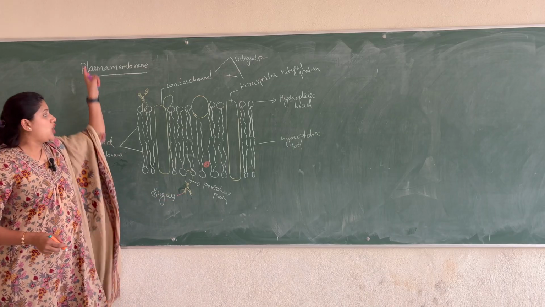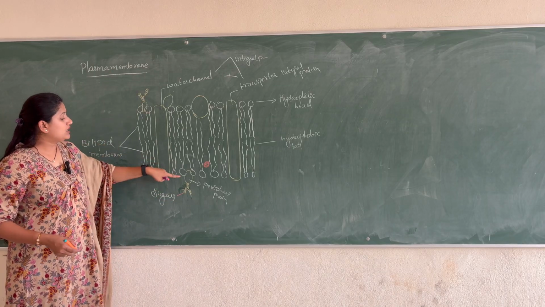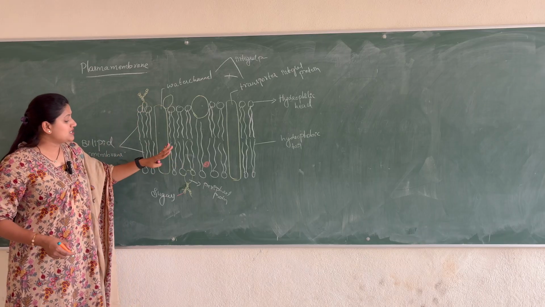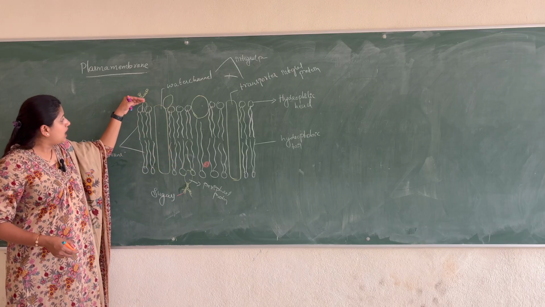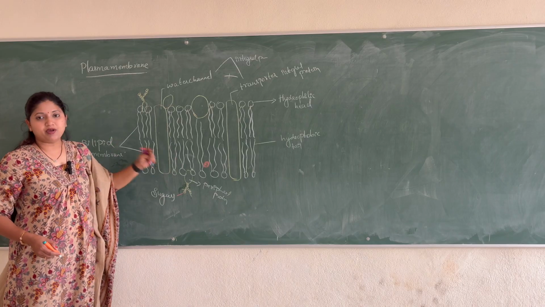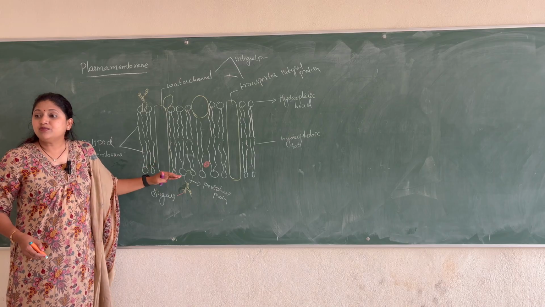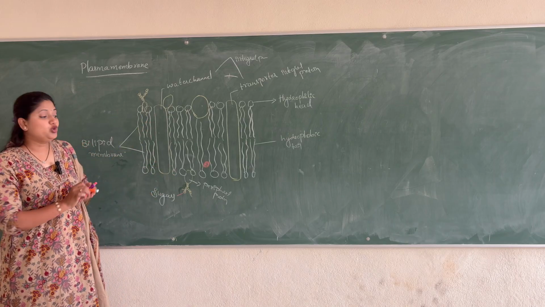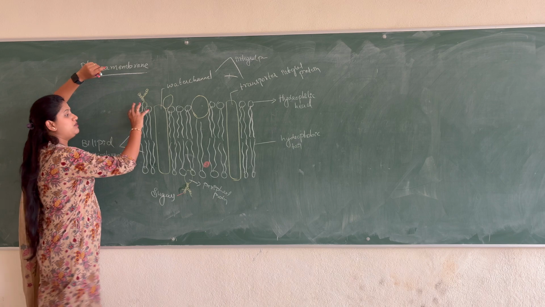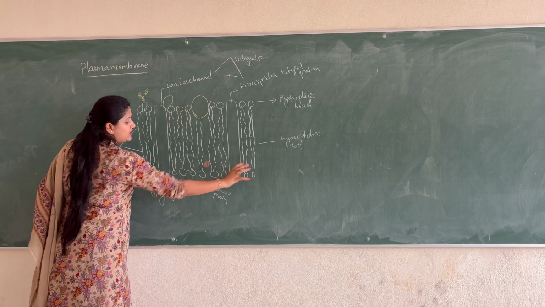Now if you observe this diagram, all the glycoproteins, all the proteins, all the sugars are protruding outside the membrane. They are not inserted inside the membrane. And to protrude outside, they should definitely be present on the outer leaflet like this.